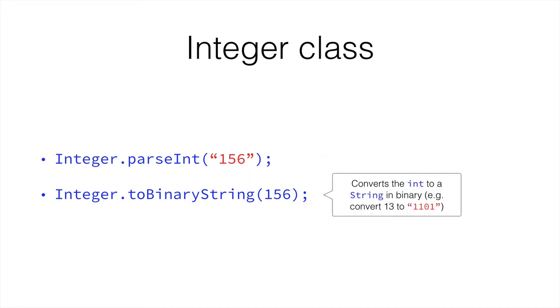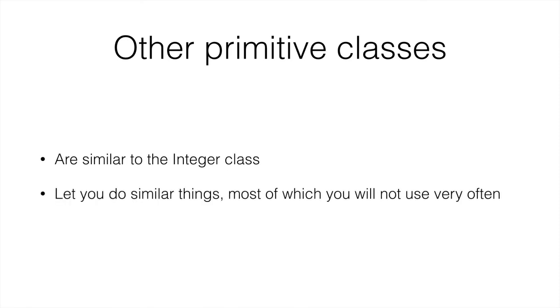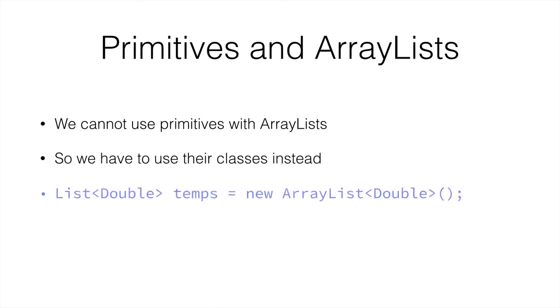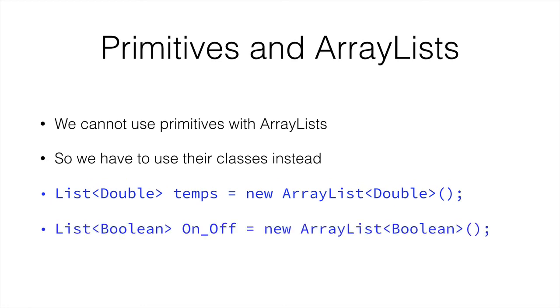Or for example, this Integer.toBinaryString(156) converts an integer that we give it between the two brackets to a binary string, such as 1010 or something along those lines. Other primitive classes are similar to the Integer class. They contain pretty much the same functionality, only that instead of string to integer, it would be string to double or string to long. As I've said, we cannot use primitives with ArrayLists, so we have to use their wrapper classes instead, such as Double with a capital D or Boolean with a capital B.